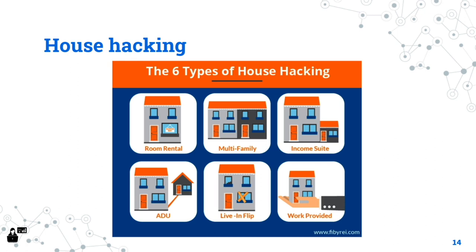I house hacked my first property by renting out one of the bedrooms. My boyfriend also paid rent as well. With 2 additional income streams, I only had to pay $500 of the mortgage each month. This helped me to save even faster for my next property.